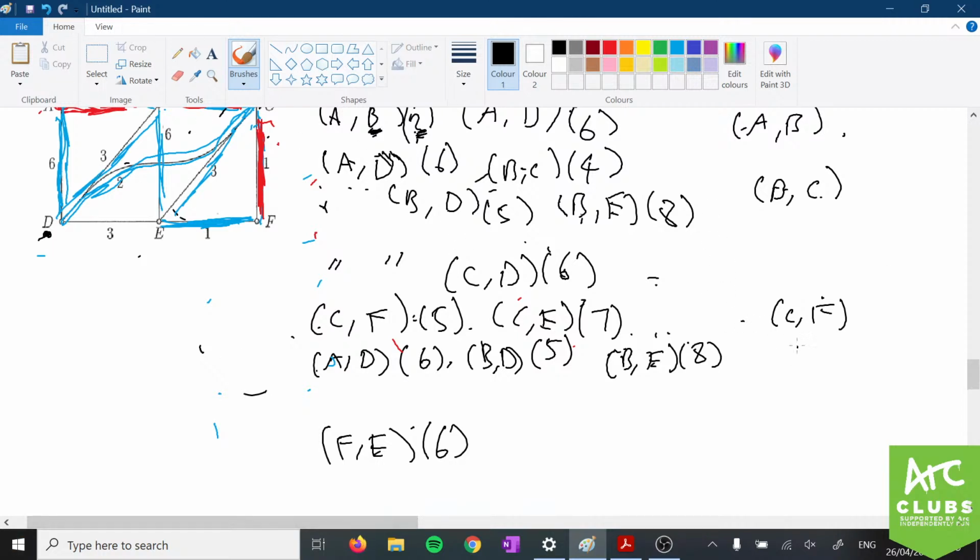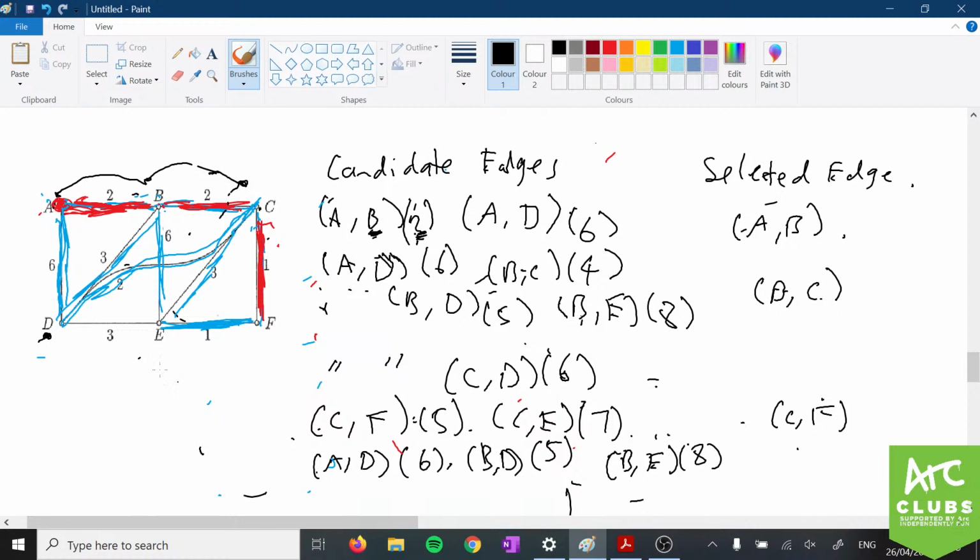So let me just print, ditto except CF, because we already chose that. And if we do that, BD ends up being the next edge we choose, because it has value 5, and that's the smallest one there. That's our next step. So BD.